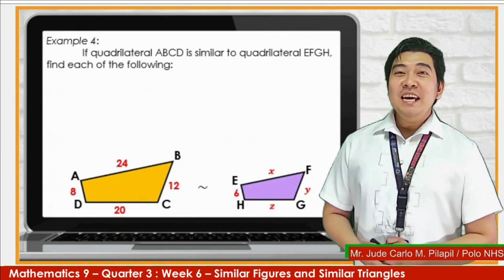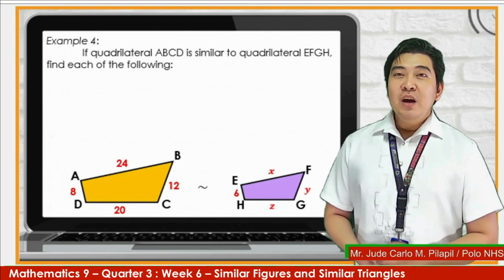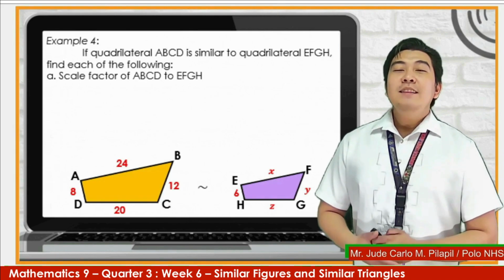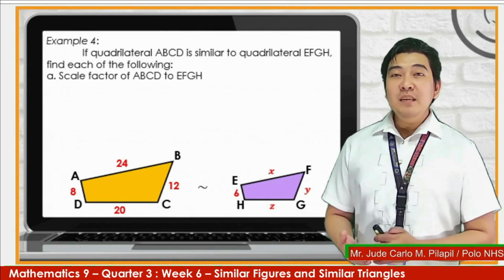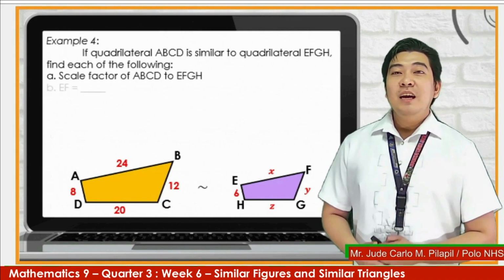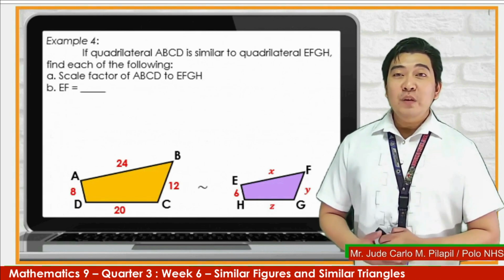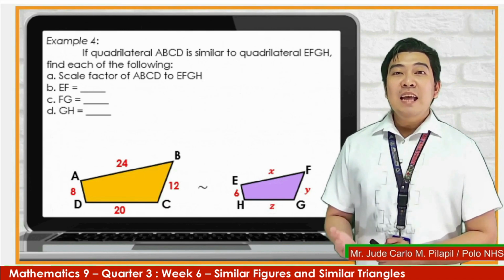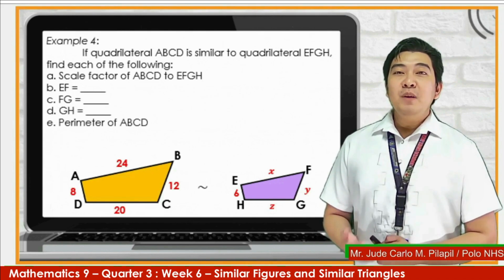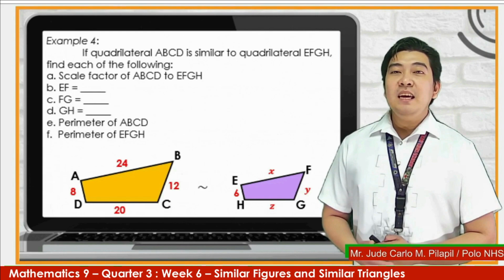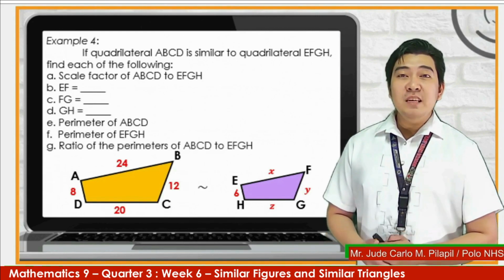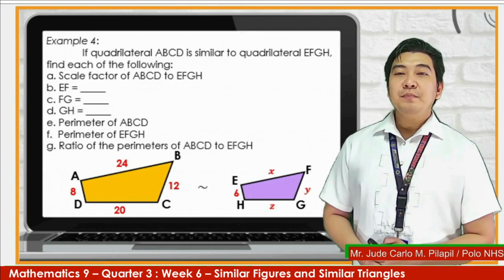If quadrilateral ABCD is similar to quadrilateral EFGH, find each of the following. Number 1. The scale factor of ABCD to EFGH. The second one, the length of EF. Next, the length of FG. The length of GH. The perimeters of ABCD and EFGH. And the ratios of the perimeters of ABCD to EFGH.